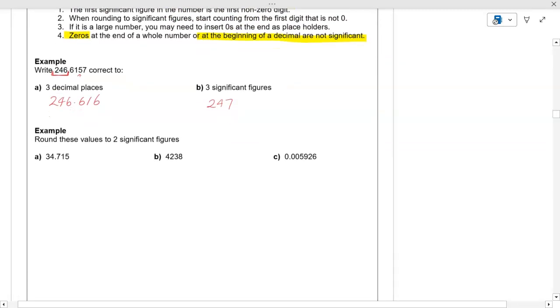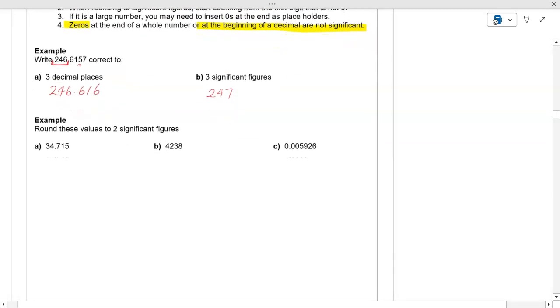So the next example here, we're rounding these values to 2 significant figures. So I want my first 2 non-zero numbers. So here I've got 1, 2. My next number is a 7, so that will mean I have to add 1 before it. So I get to 35. Here I have 4,238. Again, I want 2 significant figures. And after these, we could write 2SF, as this tells us what we've rounded our number to.